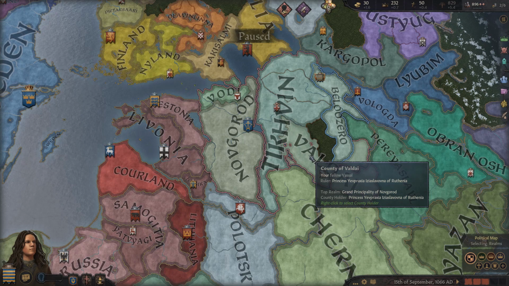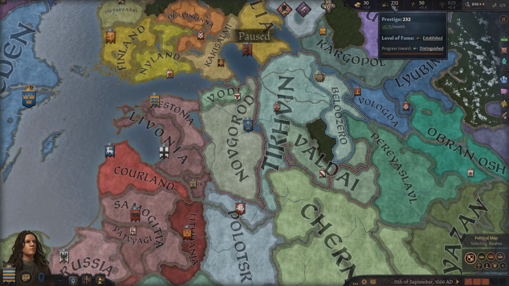Tribal vassals do provide taxes and levies, but it's based on the liege's level of fame. So that, again, fame comes down to right here, your prestige. So we are established, progress towards distinguished. Most everybody starts as established. Try to avoid disgrace as much as possible. What you get if you're established, your tribal vassals give you an 8% tax and 15% levies. No knights, secular opinion is 0.